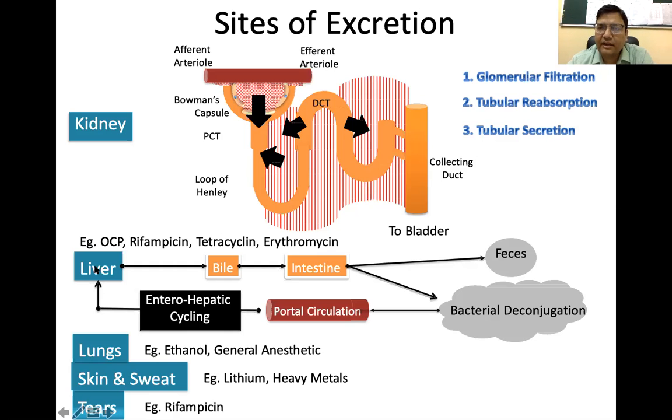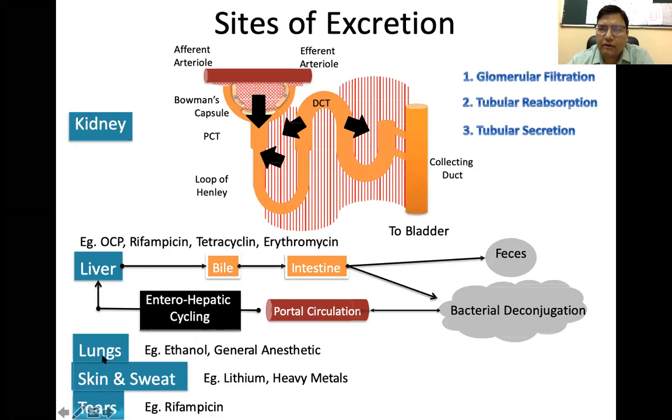The second is the liver, through the feces. There is the enterohepatic cycle, which I explained yesterday also. From the liver, the drug in conjugated form is excreted through the bile into the intestine, and from there the drug can be excreted in the feces or stool, or the drug can be acted upon by bacterial deconjugation. Then this free drug is taken up by the portal circulation, back to the liver through enterohepatic recycling, and from the liver to the body. So the drug comes back into the body.